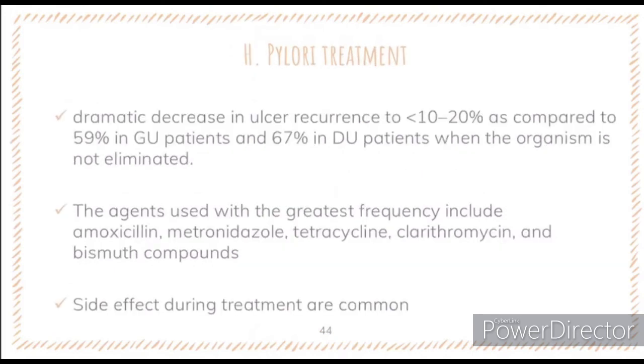Now we will proceed to the H. pylori treatment. There is a dramatic decrease in ulcer recurrence to less than 10 to 20%, as compared to 59% in patients with gastric ulcer and 60% in duodenal ulcer patients when the organism is not eliminated. The agents used with the greatest frequency include amoxicillin, metronidazole, tetracycline, clarithromycin, and bismuth compounds. The side effects during treatment are also common.